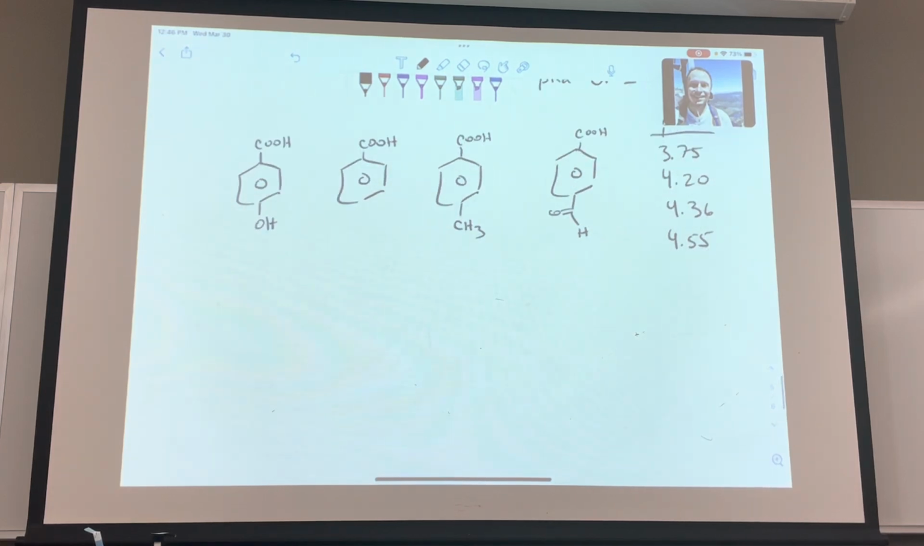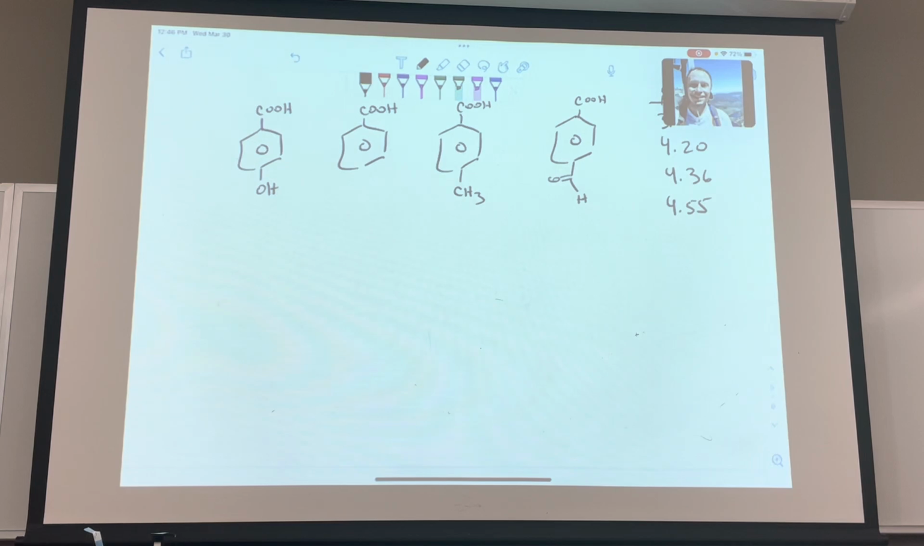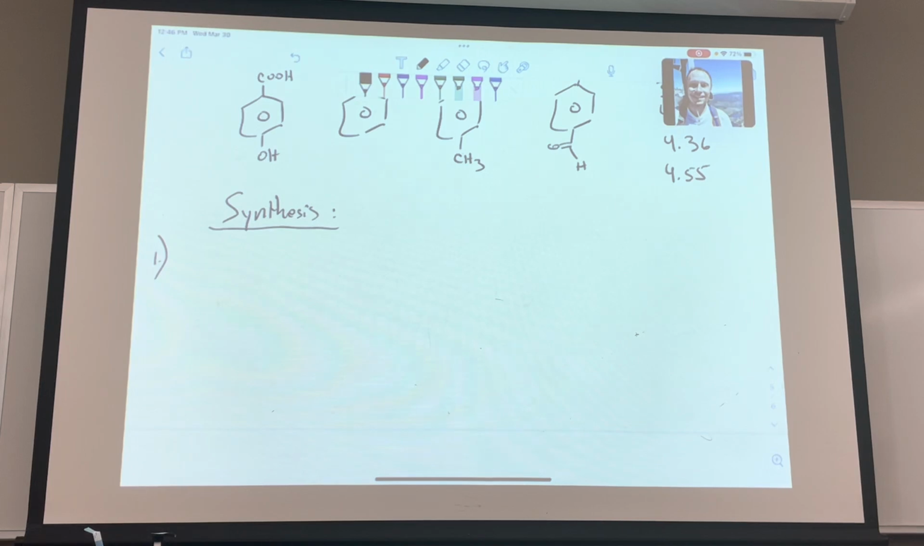Okay. We've got a couple minutes left, so we can go ahead and get into the synthesis of carboxylic acids. We'll just do a couple of these. I think you know most of these, by the way. The most common and easiest way of making carboxylic acids is a reaction you've been working with for quite some while now, and that is simply the oxidation of a primary alcohol.